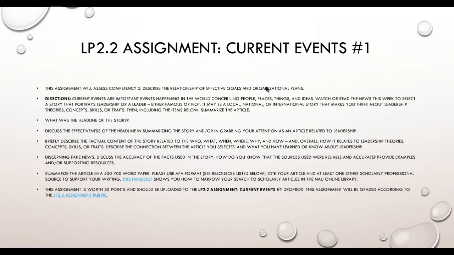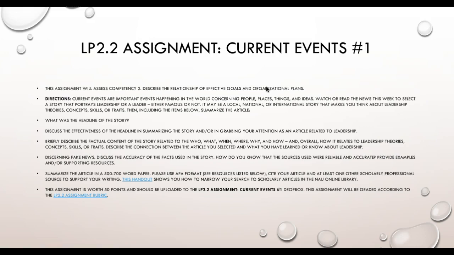So your assignment 2.2 is current events number 1. Current events are important events that are happening in the world concerning people, places, things, and ideas. Watch or read the news this week to select a story that portrays leadership or a leader, either famous or not. It may be a local, national, or international story that makes you think about leadership theories, concepts, skills, or traits. So you want to include what the headline of the story actually is.